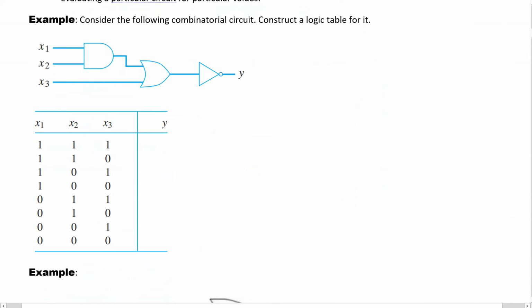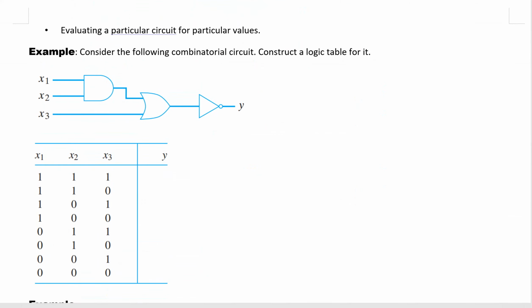So, how do we evaluate a particular circuit for particular values? Here we have a combinatorial circuit. Do you remember the symbols? This is AND, this is OR, this is NOT.